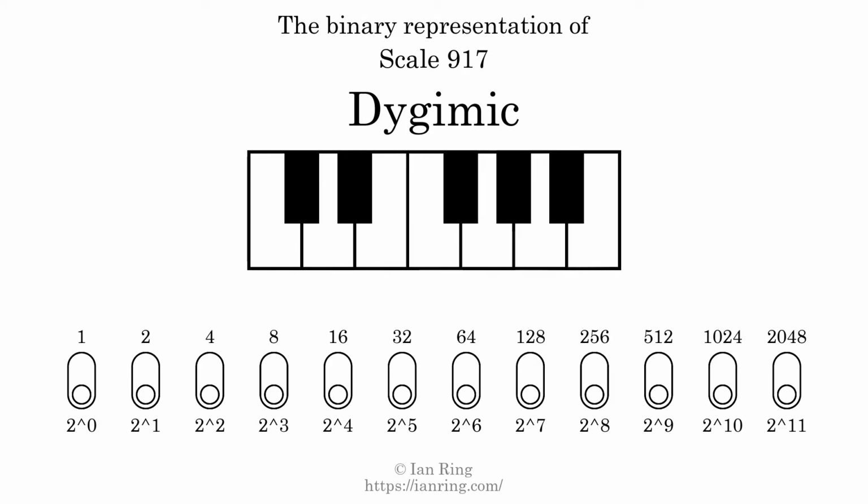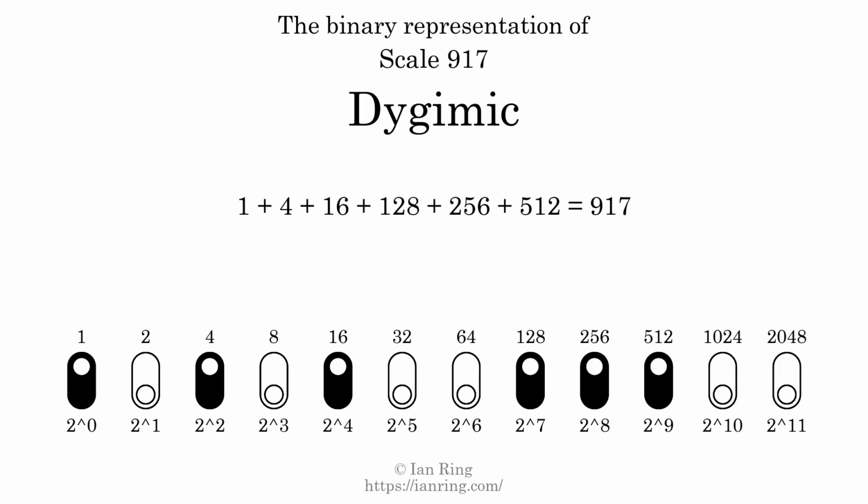The binary representation of this scale is determined by mapping tones of the scale to binary digits. Each binary digit represents a power of 2. To get the scale number, we add the powers of 2 together. The powers of 2 that are present in the scale, all added together, equals 917. That is why the scale number, in decimal, is 917.